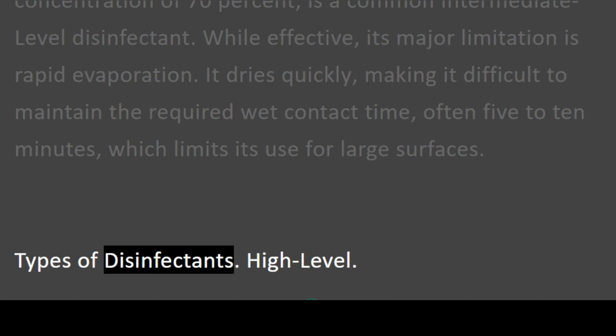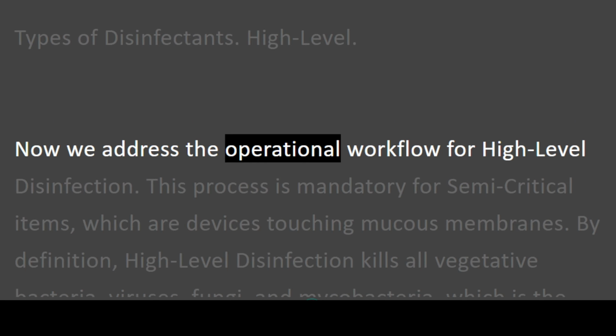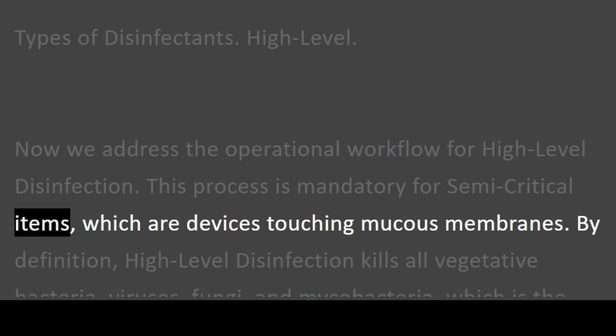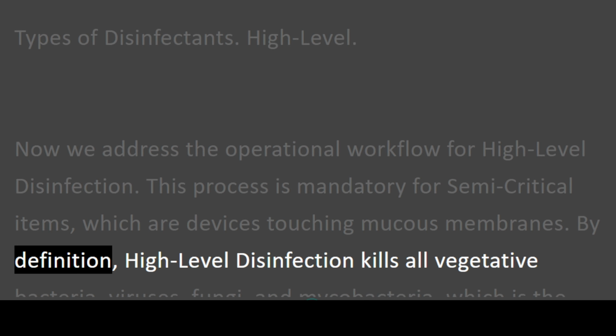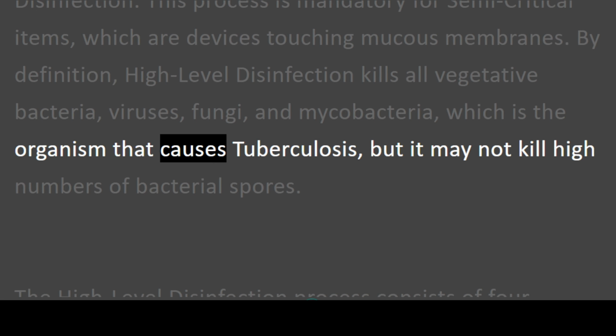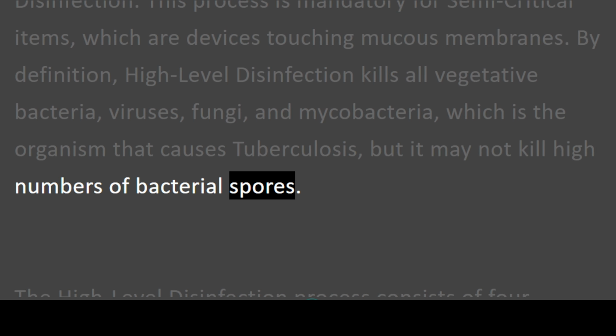Types of disinfectants. High level. Now we address the operational workflow for high-level disinfection. This process is mandatory for semi-critical items, which are devices touching mucous membranes. By definition, high-level disinfection kills all vegetative bacteria, viruses, fungi, and mycobacteria, which is the organism that causes tuberculosis, but it may not kill high numbers of bacterial spores.